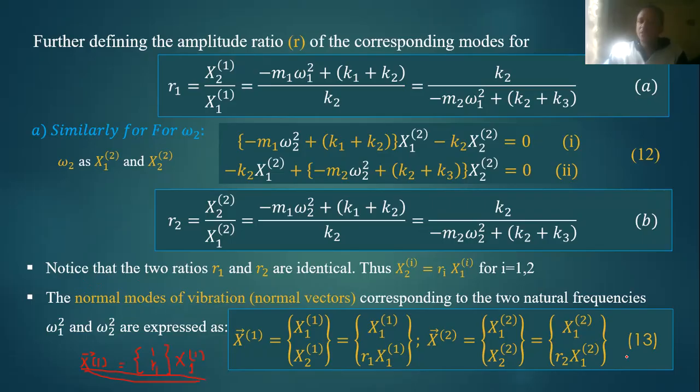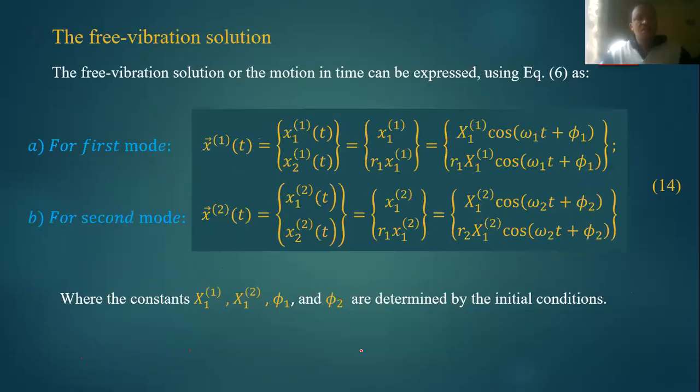Okay, here also the same thing. The free vibration solution then will be, we substitute x1 of 1, R1, x1 of 1. Then for the first mode, the free vibration solution becomes x1 of 1 cos omega 1 t plus phi 1, R1 x1 of 1 cos omega 1 t plus phi 1. Similarly, for the second mode, the vector x2 of t represents this equation.